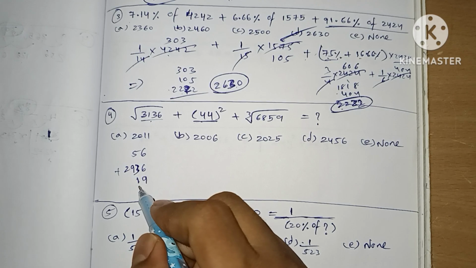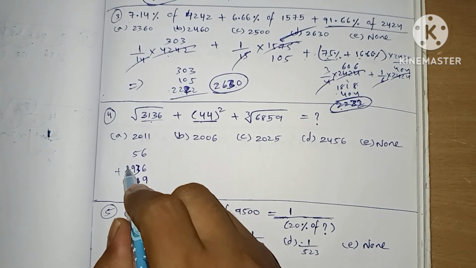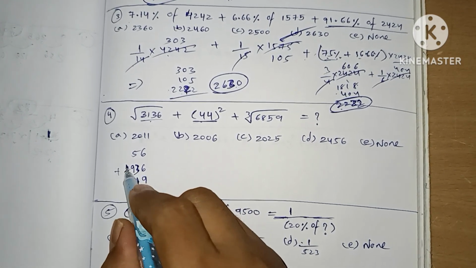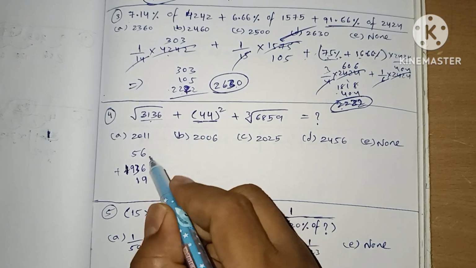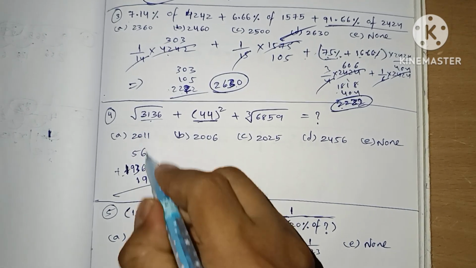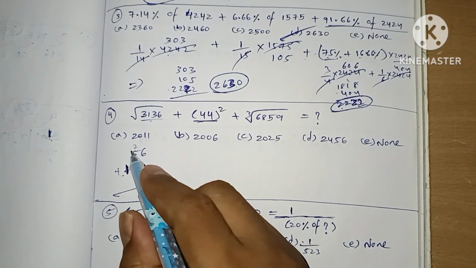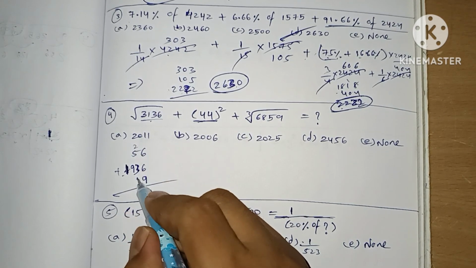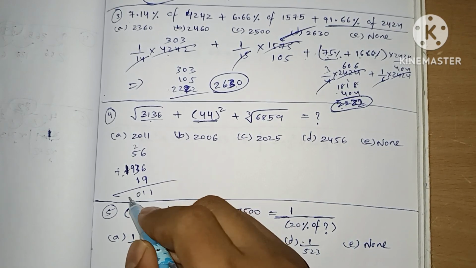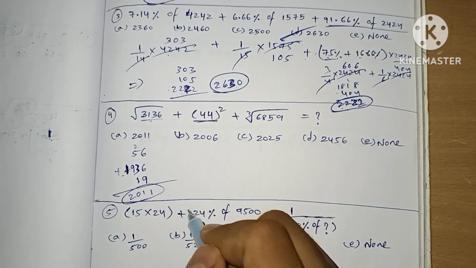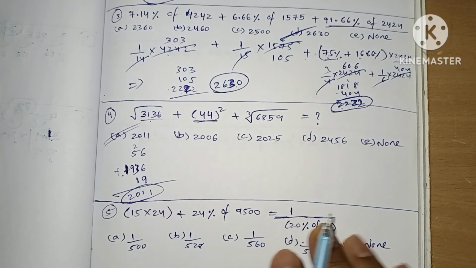Wait a second, this is 1936, not 2936. 44 square value is 1936. Okay, let's see. 12 plus 9 is 21, and this will be 10 plus 1, 11, so 2011 is our answer. Option A is our answer.